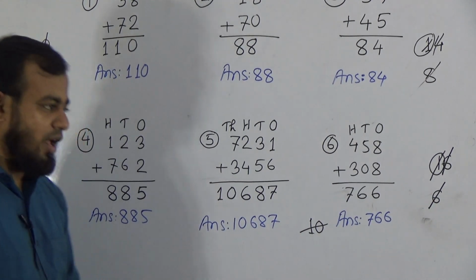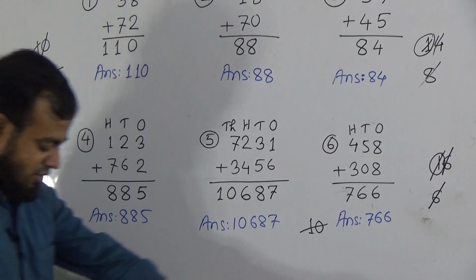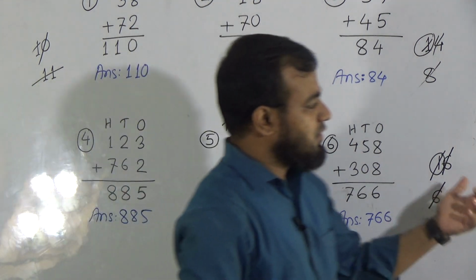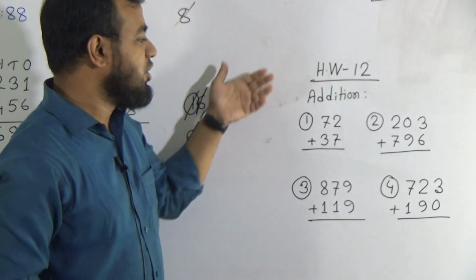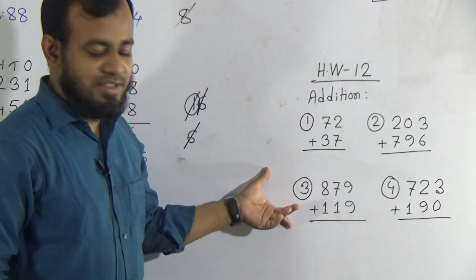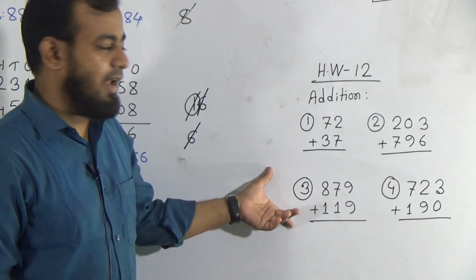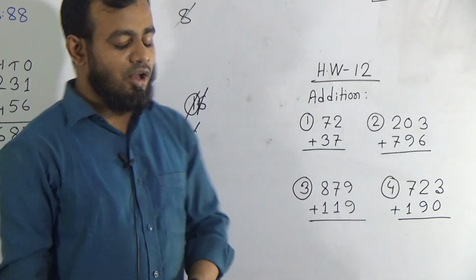Okay, now look at the board in the right corner. That means the HW. You have the HW number 12. Please mention your HW number in the left up corner and do all 4 HW in your assigned HW copy. And my dear students, you can submit all of your HW on every Saturday from 9 AM to 3 PM.